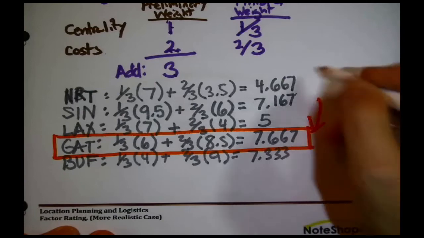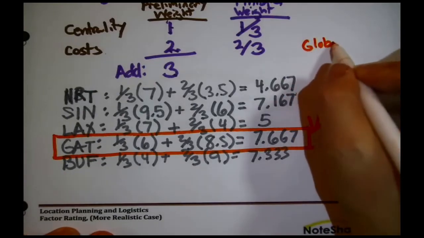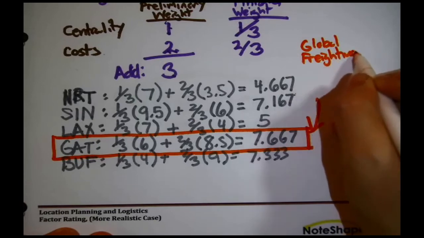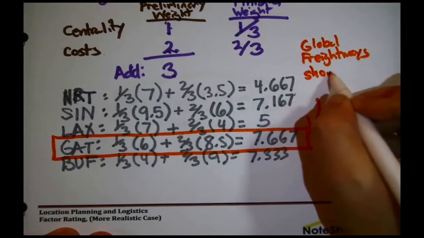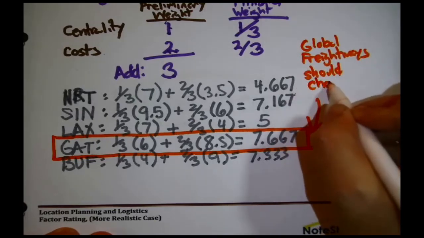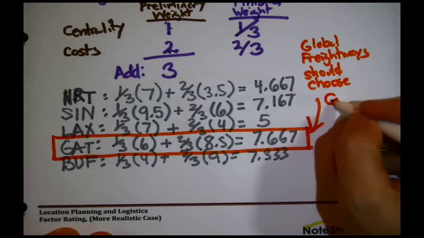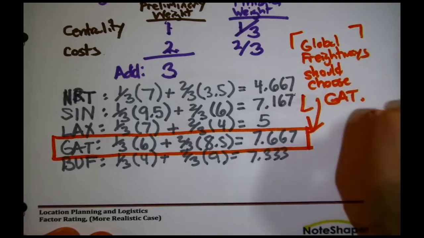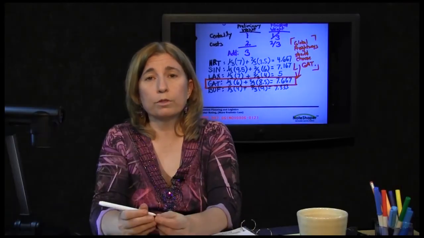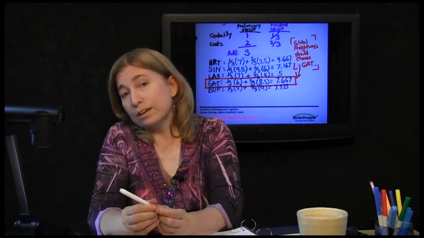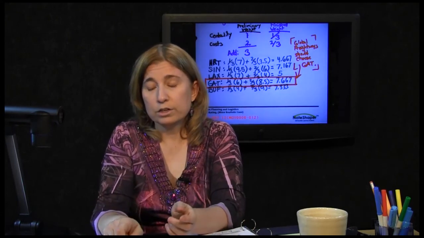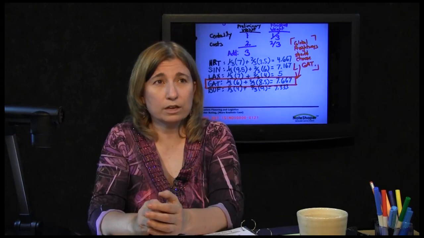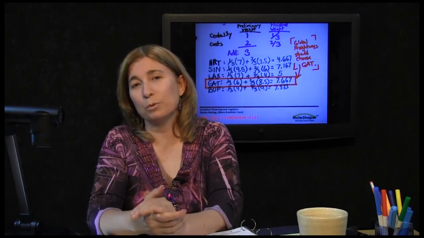So to answer their question, Global Freightways should choose GAT, London Gatwick Airport, as the location for their new maintenance center, given that they consider the local operating costs to be twice as important as the issue of the centrality within their network.